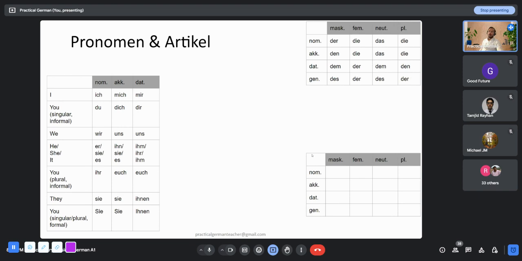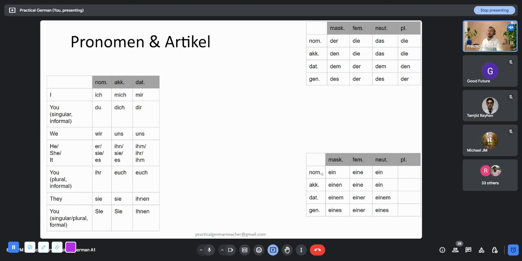Let's now look at unbestimmte article. When you talk about indefinite article, you don't have plural case, right? You can say a sun, a star. You cannot say anything for stars, right? You don't have any indefinite article for plural things. So the same applies to German language. But nominative case, you have ein for masculine, eine for feminine, again ein for neutrum.